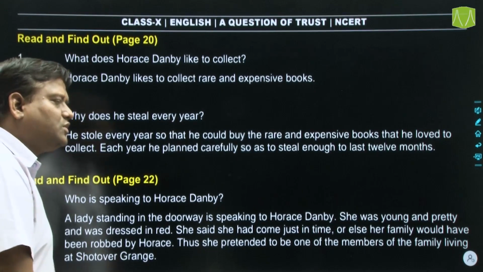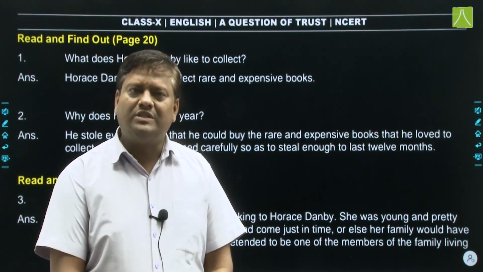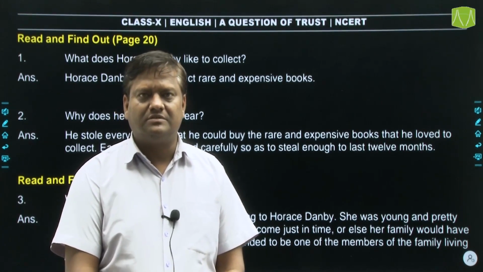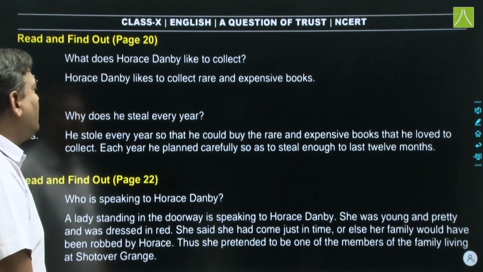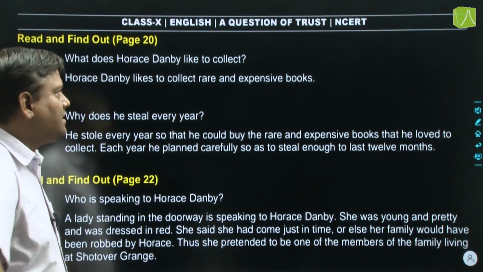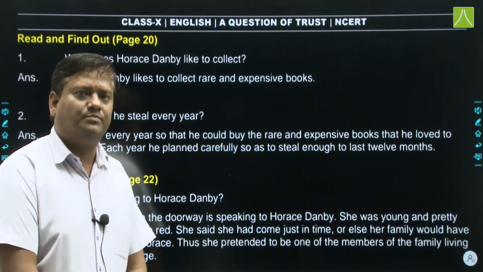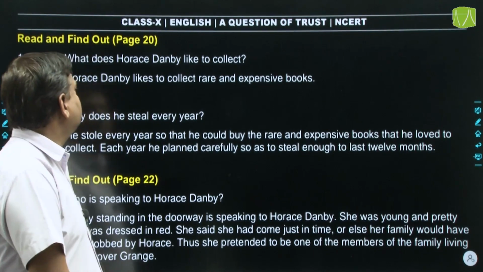So this was the summary of the chapter. Now let's talk about the NCERT questions in the chapter. On the very first page of the story, on page number 20, there are some questions. There are two questions before we started reading the story. So let's solve these questions.